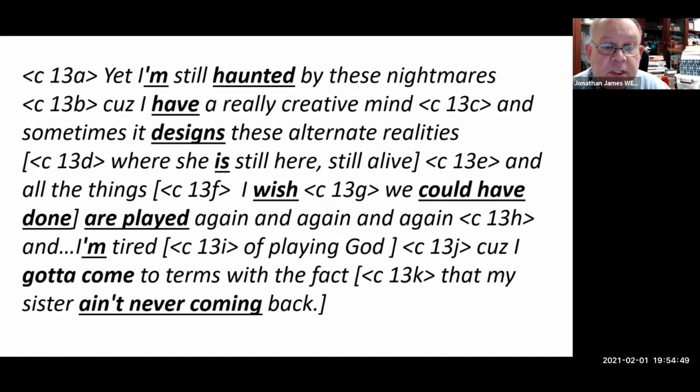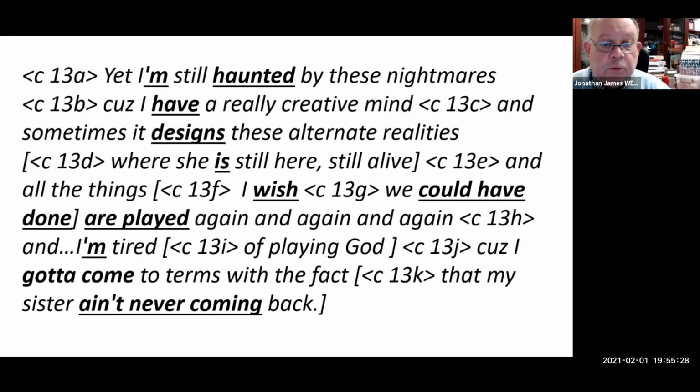Yet I'm still haunted. Now you might say, well, you've got the verb to be, still haunted. Why did I not identify that as two separate clauses? Because the verb to be there is part of the passive voice construction. It's an auxiliary verb. I'm still haunted by these nightmares, so that's still one clause. The main verb, haunted, is passive voice. The verb to be there is just an auxiliary verb to indicate the passive voice.